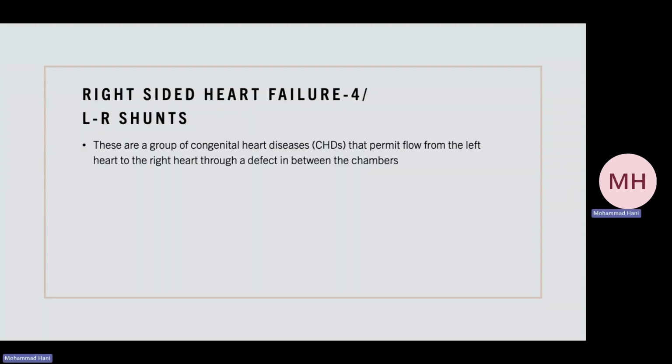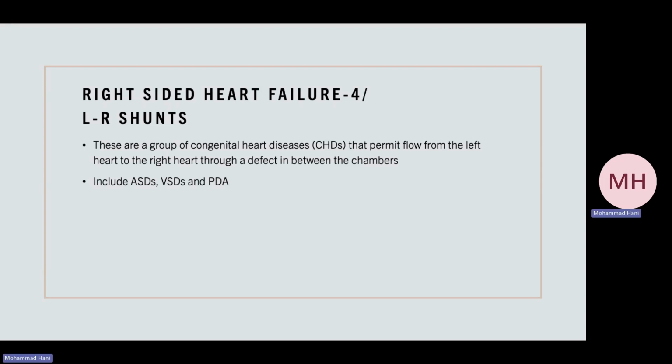Left to right shunt. These are a group of congenital heart diseases that allow the flow from the left heart to the right heart through a defect in between the chambers. They can include ASDs, which are atrial septal defects, VSDs, ventricular septal defects, and PDA, which is patent ductus arteriosus.